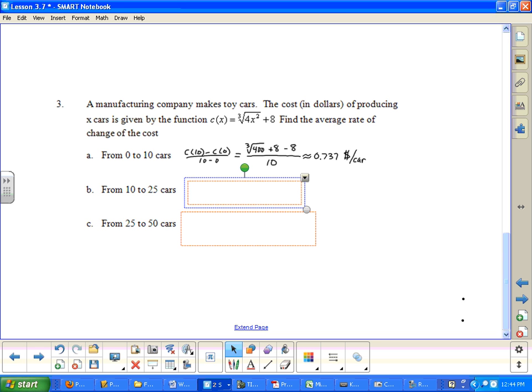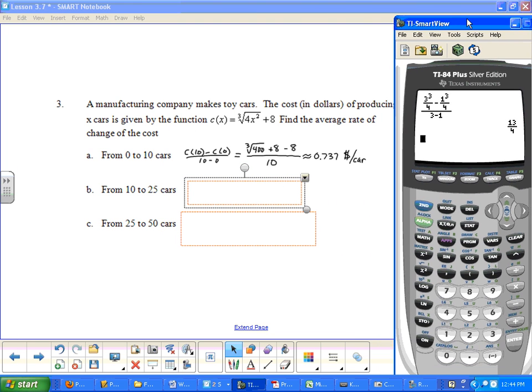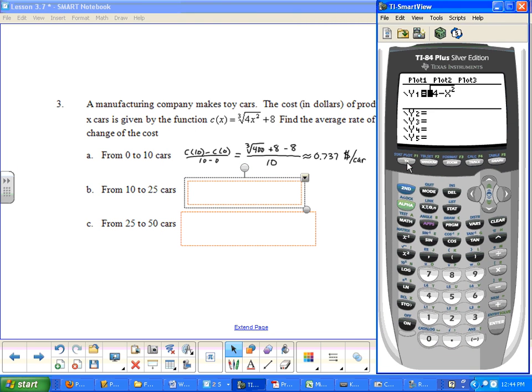C of 0. Okay, I'm subtracting when I put 0 in. When I put 0 in, I get negative 8. Okay. And you could do this then. We could take and put this in our Y equals. Right, here's another.